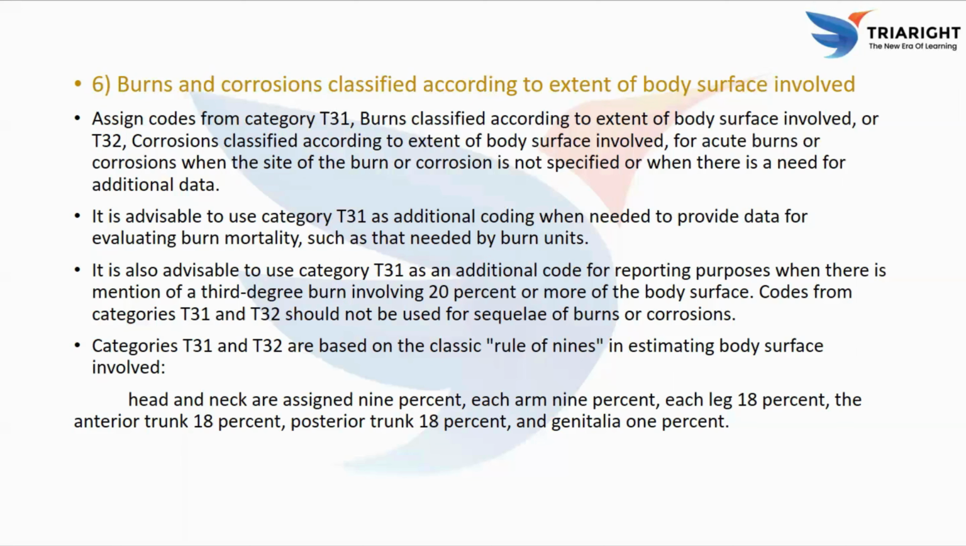T31 and T32 are additional codes. These are not replacements for site-specific burn codes. So what is the use of T31 for severity and reporting? It is used to evaluate the burn mortality risk for third degree burns involving greater than or equal to 20% of the body surface for public health and reporting purposes.